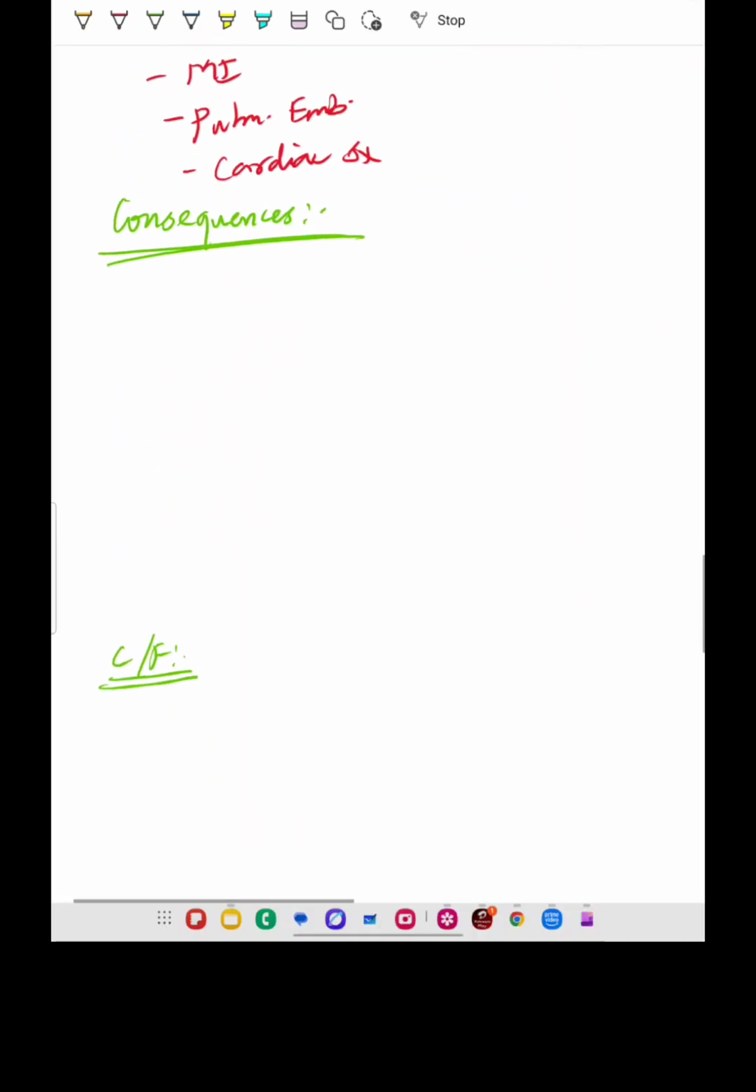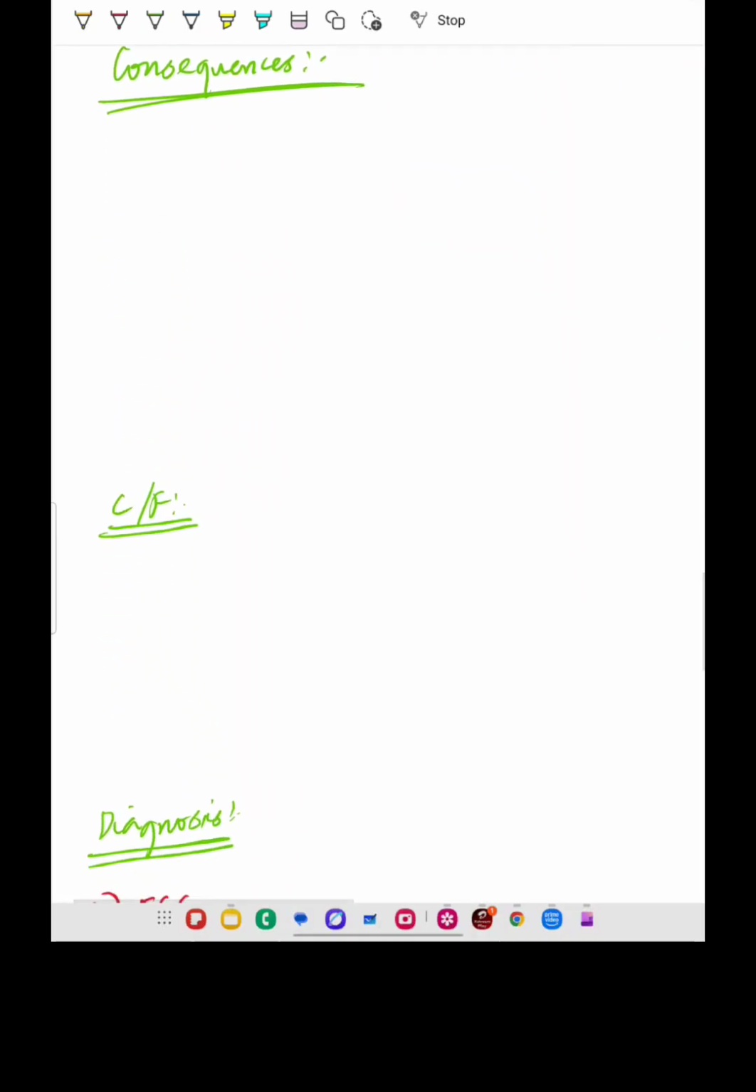And what are the consequences of this? They may develop heart failure due to ineffective stroke volume. They may develop stroke. They might have cognitive decline. Or depression.